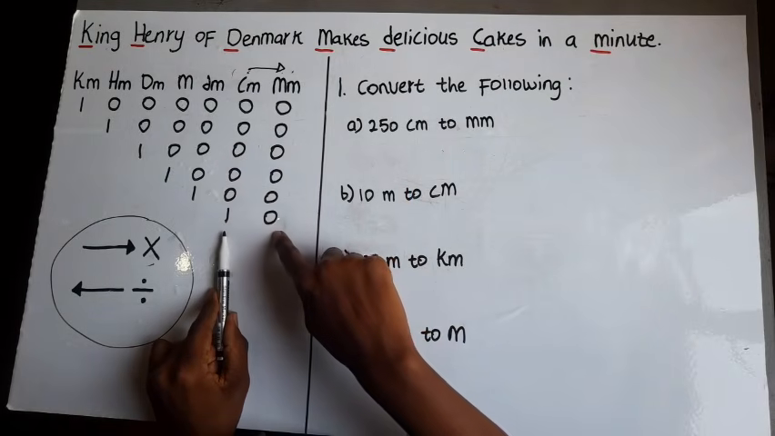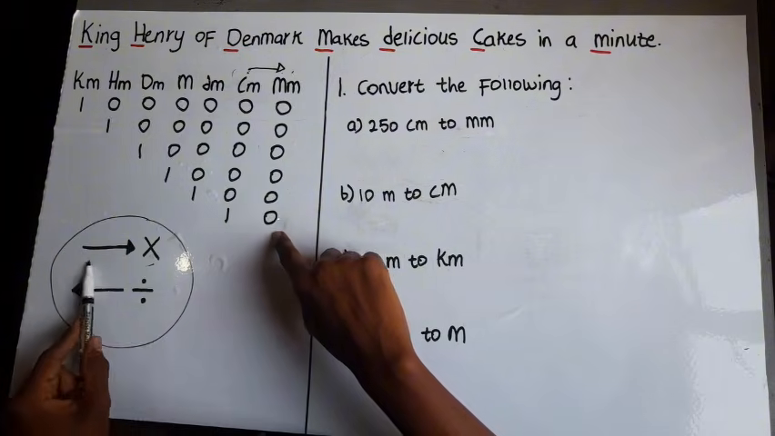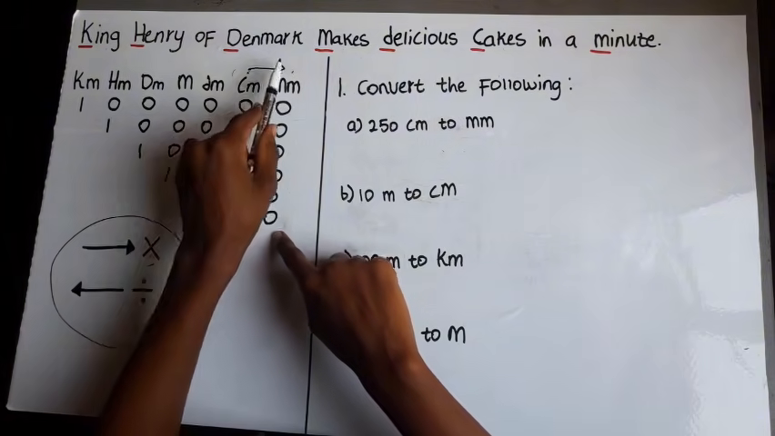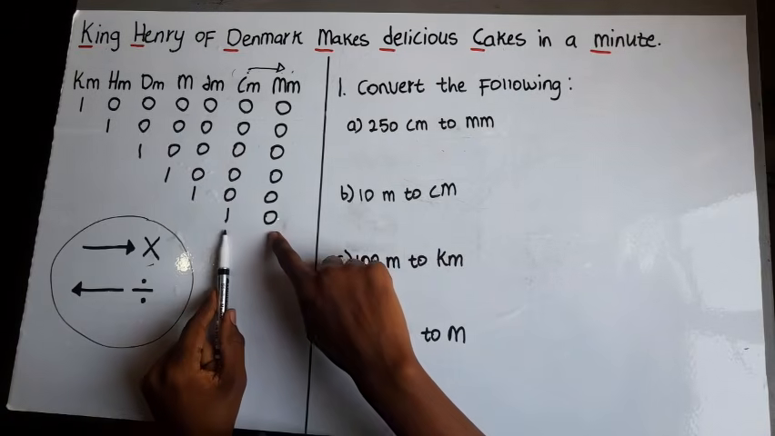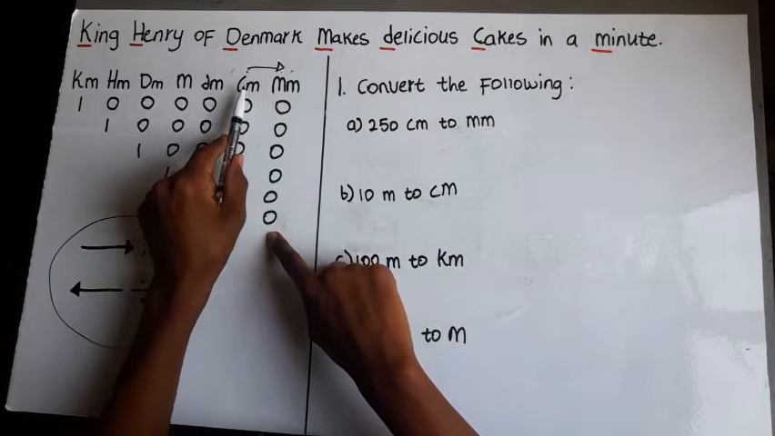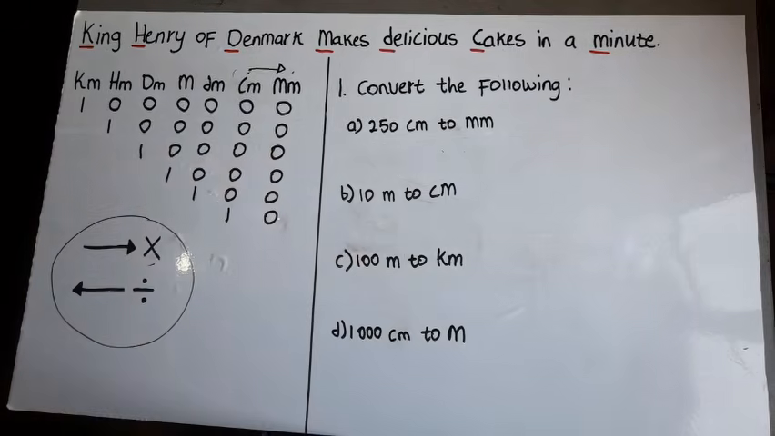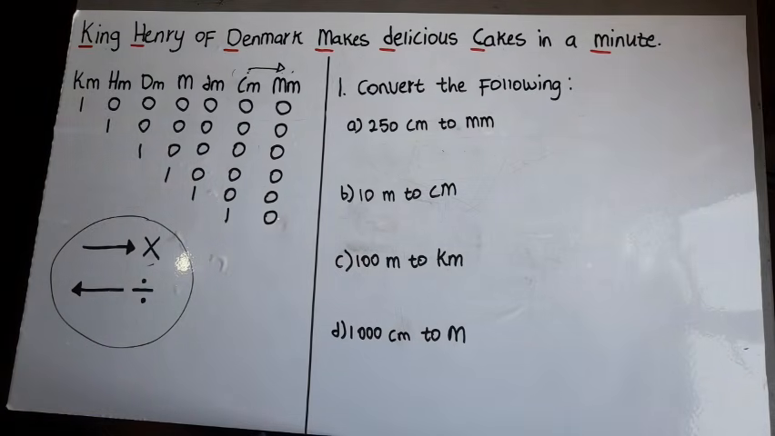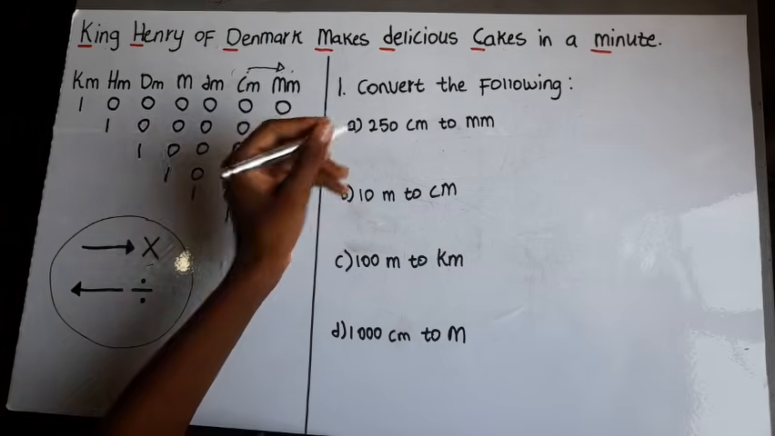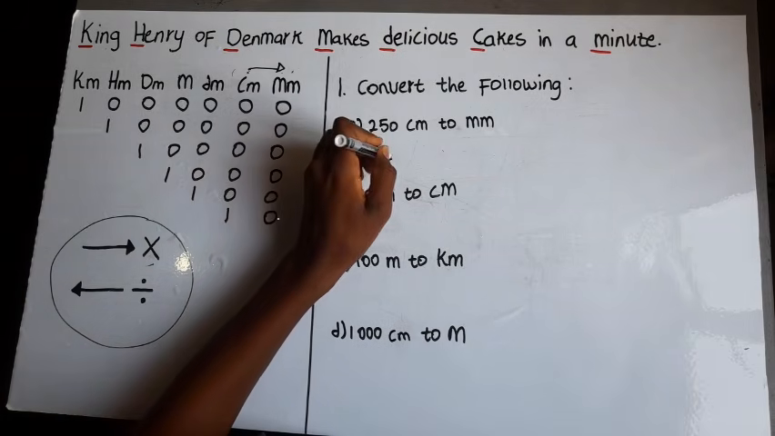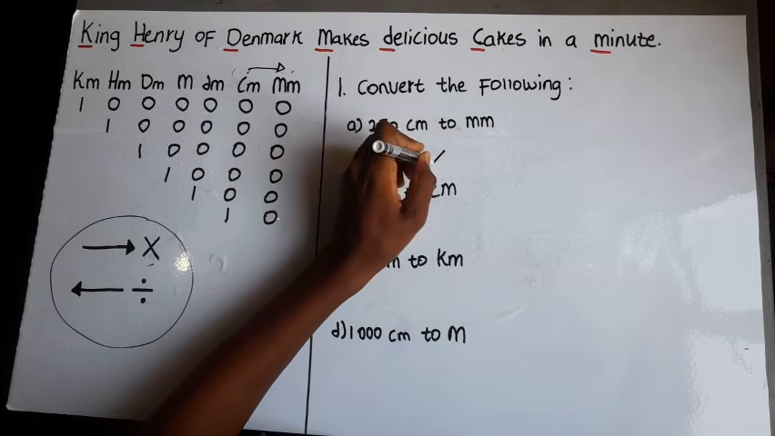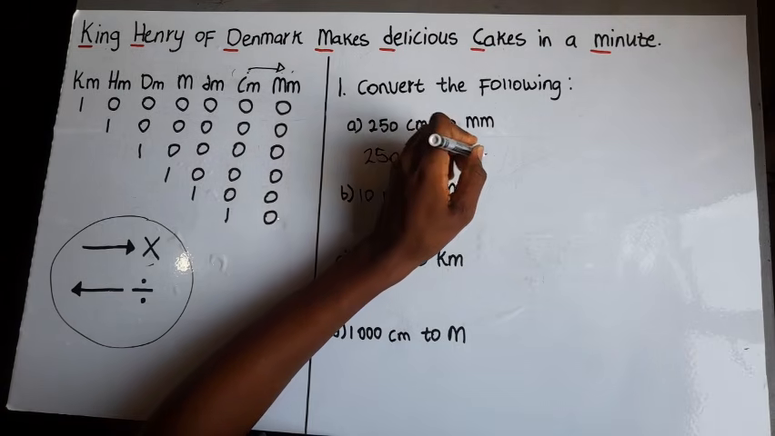So we have 10 units. That means that we're going to do what? We're going to multiply, because we're going in a forward direction, and multiply by 10 units. It is 10 units between centimeters and millimeters. So to get our answer, what we need to do is just say 250 centimeters and multiply it by 10 units.